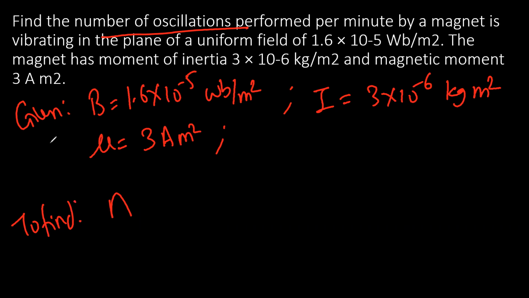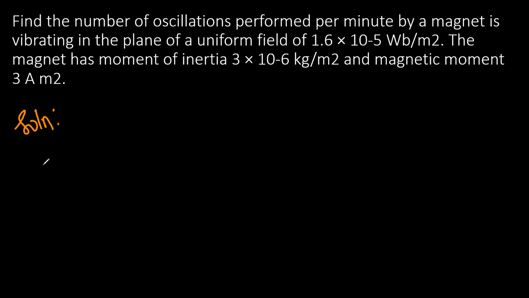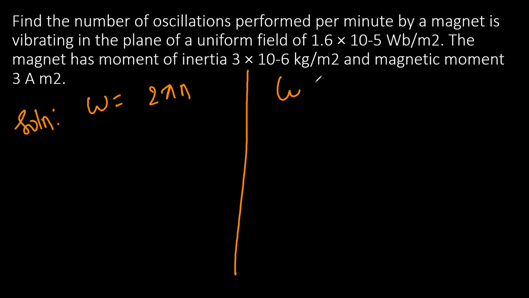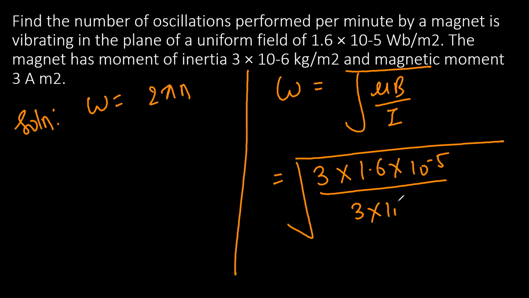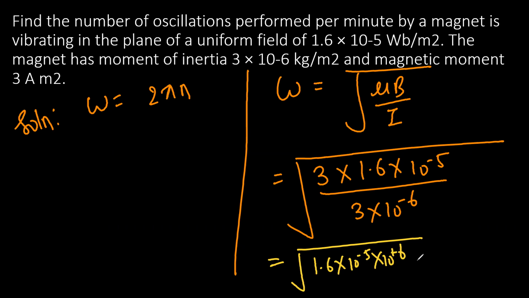So let's go for the solution. We need to find the n. So omega is equal to 2 pi n. So first of all, we require omega. How to find omega? See, omega is equal to square root of mu B by I. You should know this formula. So mu is 3, what is B, and I is 3 into 10 raised to minus 6. So 3 gets cancelled. Okay. So this will become 1.6 into 10 raised to minus 5 into 10 raised to plus 6. What will it be? This will become 1.6 into 10.